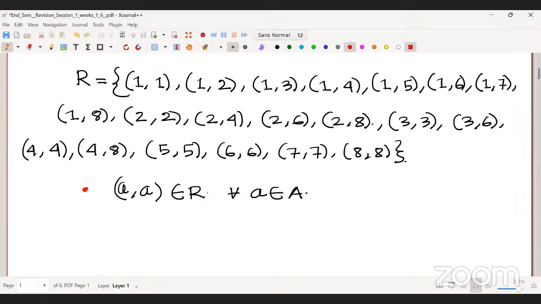So it's clear: 1 comma 1 is there, 2, 2 is there, 3, 3, 4, 4, 5, 5, 6, 6, 7, 7, 8, 8 are there. So this condition holds for all a in A. That's why this relation R is reflexive. Is it clear? Yes, sir.